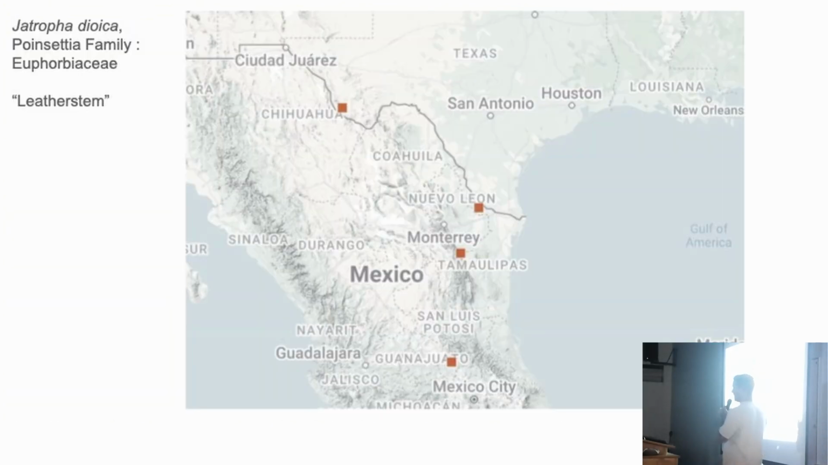So anyway, Jatropha dioica. What's the common name for this? What is it, leather stem or something? What is it? It is leather stem. Okay, yeah. That makes me think of the Texas Chainsaw Massacre. I don't know why, the Leatherface thing. I don't know. Just 80s horror movies.